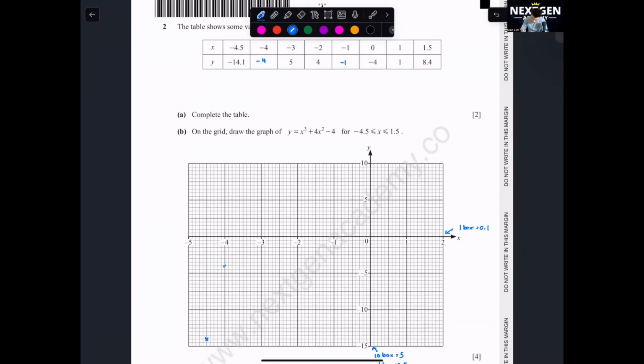Negative 4, negative 4. Okay, correct. Negative 3, positive 5, minus 2, 4, minus 1, minus 1, 0, negative 4, 1, 1, then 1.5, 8.4. Where is 8? 7.5, 8, okay, around here.